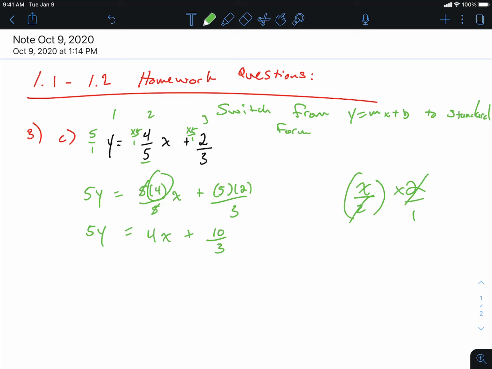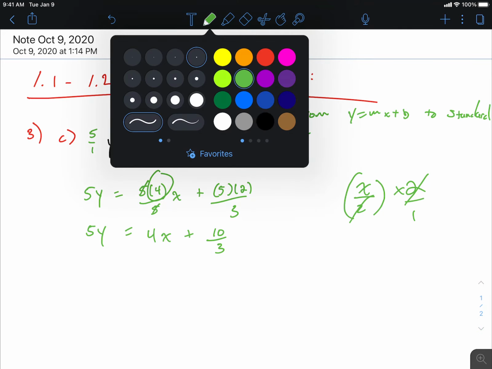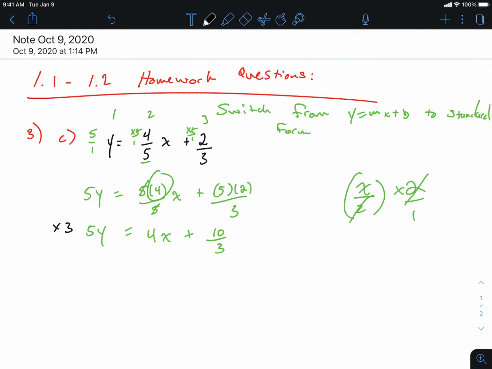So all you have to do is, again, the exact same thing we just finished doing. Multiply everything by 3 this time. Okay, so we're going to get 15y is equal to 12x, and then the 3's are going to drop out, plus 10. Now you could bring the pieces over and write it in the form ax plus by plus c equals 0.